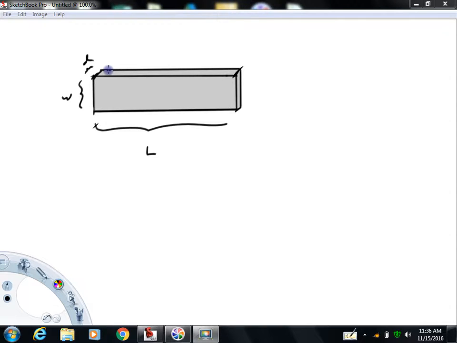And what we're going to talk about is how the dimensions of this object will change with temperature. So imagine that we put some heat source under this maybe so that its temperature starts going up. So we're going to have an initial temperature, and imagine it goes up to some final temperature. And if we wanted to, we could calculate a change in temperature, which would be the final temperature minus the initial temperature.